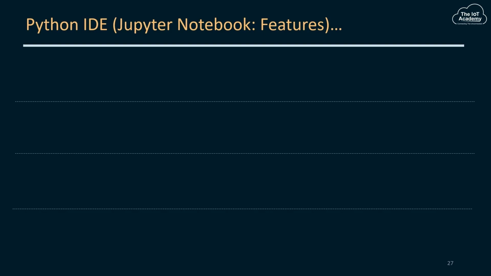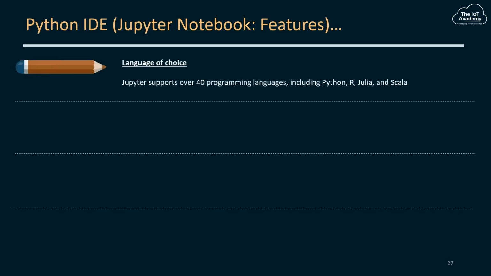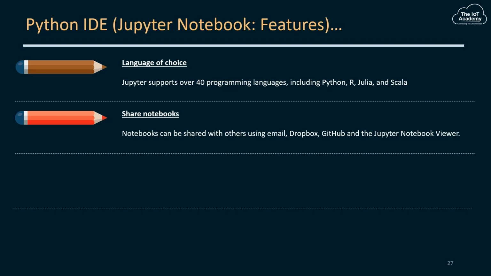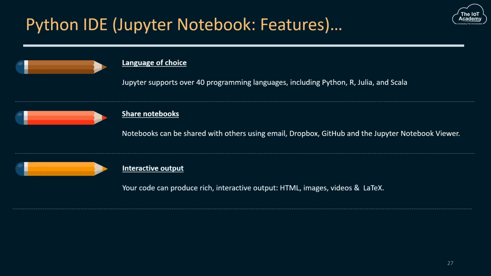Python IDE Jupyter Notebook features. Language of choice: Jupyter supports over 40 programming languages, including Python, R, Julia, and Scala. Share notebooks: notebooks can be shared with others using email, Dropbox, GitHub, and the Jupyter Notebook Viewer. Jupyter Notebook allows interactive output. Your code can produce rich interactive output, HTML, images, videos, and LaTeX.